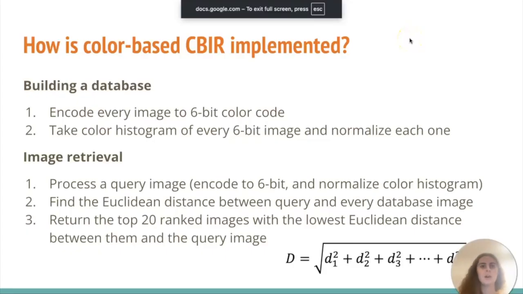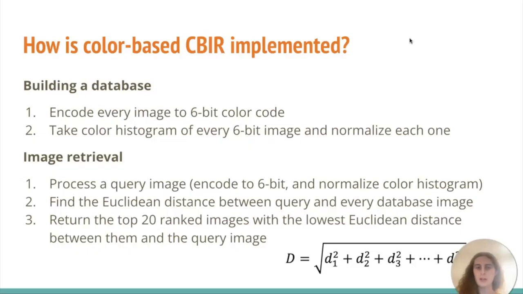So in terms of how color-based, content-based image retrieval is implemented in our code, the first step involves building a database. So encoding every image that you want to be in your database to a 6-bit color code, taking the color histogram of all of those 6-bit images, and then normalizing each one of them. The reason you want to normalize it is so that the size of each image doesn't contribute to how well it's matched, right? If we have an image that is large and a pretty much identical image that is small, we would like those to be matched to each other.